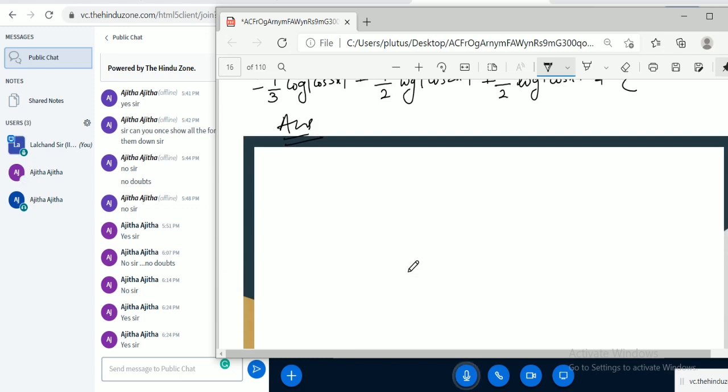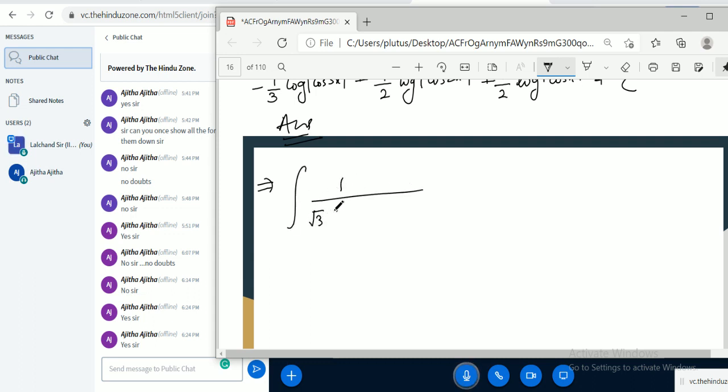Okay. So the next question is, we have to find the integration of 1 upon (root 3 sin x plus cos x) dx. How to integrate this kind of equation?